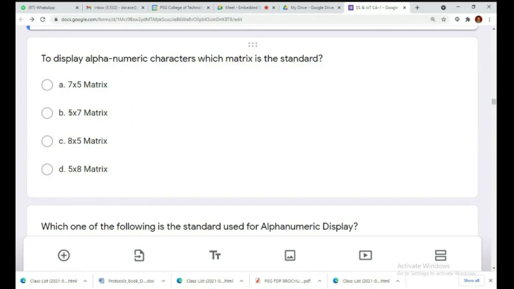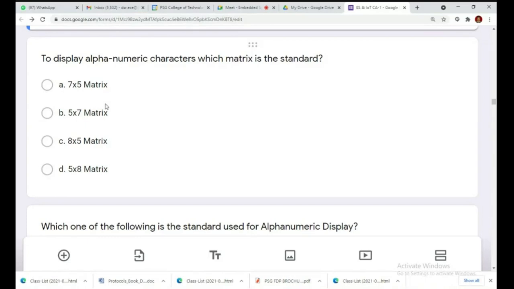5 cross 7 matrix is the standard. So always column first, then row second, with respect to all of these. Even if you take the LCD, 16 cross 2 LCD, it is 16 columns and 2 rows. First the column comes, then the row comes. In an LCD, if you say 16 cross 2 LCD, it is not 16 rows and 2 columns, it is 16 columns and 2 rows. Similarly, 5 cross 7 matrix means 5 columns and 7 rows.